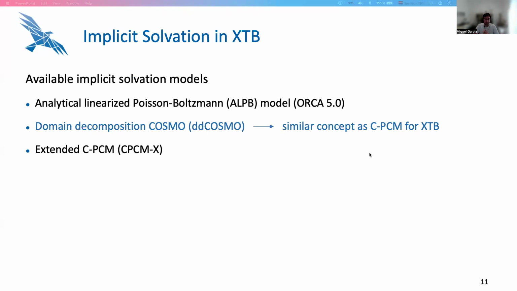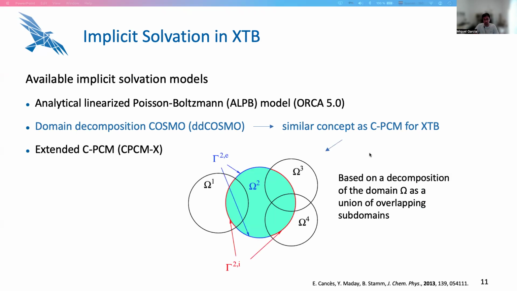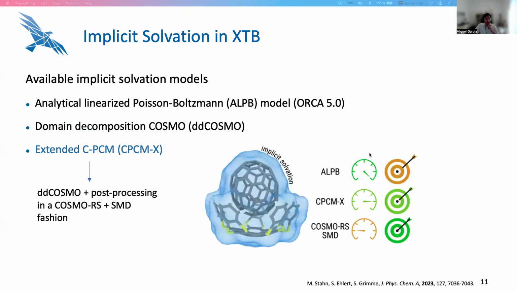DD-COSMO, the idea behind it is basically that of CPCM, but for XTB. So we have a solute in a cavity, and you have a set of charges around the cavity. But here in DD-COSMO, what you do is you decompose the domain of the cavity into different subdomains, and in each of these subdomains, you solve the CPCM equations. And for CPCMX, you do DD-COSMO for XTB, and after that, there is a post-processing that is done in a COSMO-RS and SMD way, okay? The idea behind CPCMX is very well illustrated in the graphical abstract of the paper.